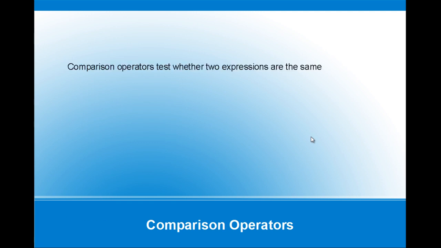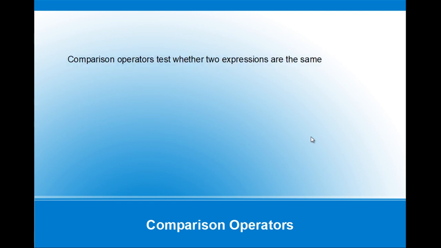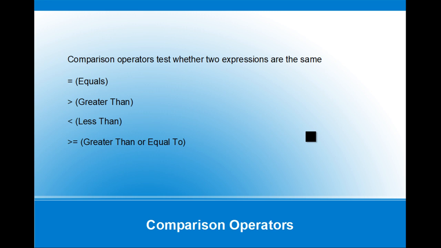Comparison operators. The comparison operators test whether two expressions are the same or not. To compare, simple, right? The first one is equal, the second one is greater than, the third one is less than, the next one is greater than or equal to, where we use the greater than symbol as well as the equal to sign. The next one is less than or equal to, so we use the less than symbol and then the equal to symbol as well. The next one is not equal to, and the next one is also not equal to.